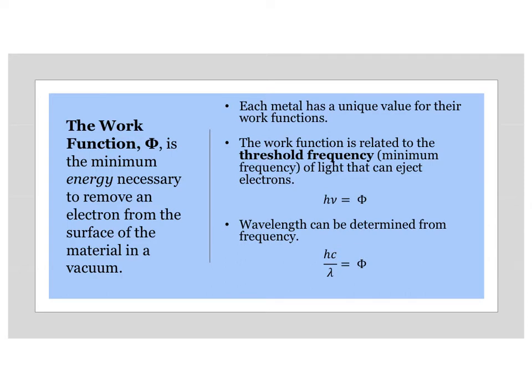The work function, phi, is defined as the minimum energy needed to remove an electron from the surface of a metal in a vacuum. Each metal will have its own value for phi, and this is a number you'll either be given so that you can calculate the wavelength or frequency, or you'll be given a wavelength or frequency and be asked to calculate the work function. Let's look at an example.